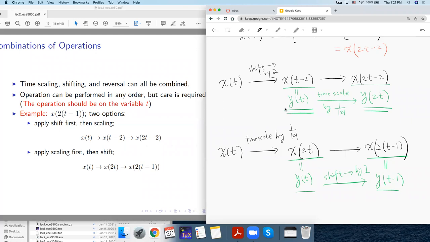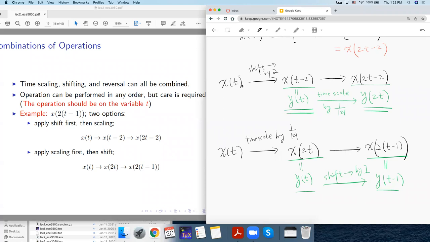And the intuition is why the shifting part is different. If you do the time scaling first, then the scale of the time axis has already changed. So when you do the shifting part, you need to adjust the shift accordingly. And if you do the shifting part first, then this will not be affected by the time scaling operation.